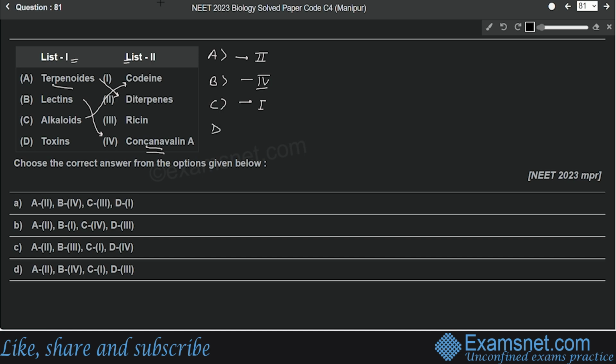Now the last one is toxins. So as the name suggests, toxins are poisonous substances, and these are produced within the living cells or organisms. Example here will be ricin. Ricin is a type of toxin. So D will be matched with number 3. So according to this, the correct answer will be option number D.